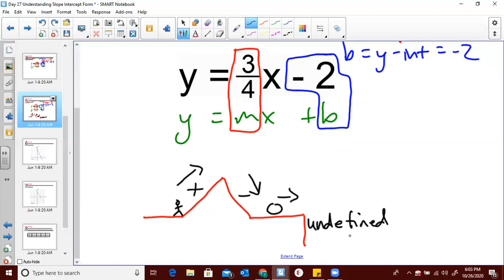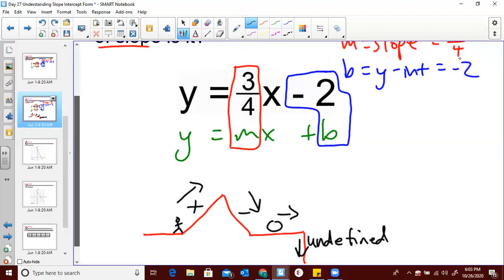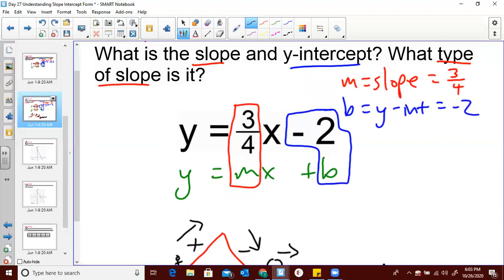That's when your slope is going down. And we'll get more into undefined, zero slopes, positive and negative, as we go through this lesson and this week. So we can see that this slope here is in fact positive. All right, so we have a positive slope.